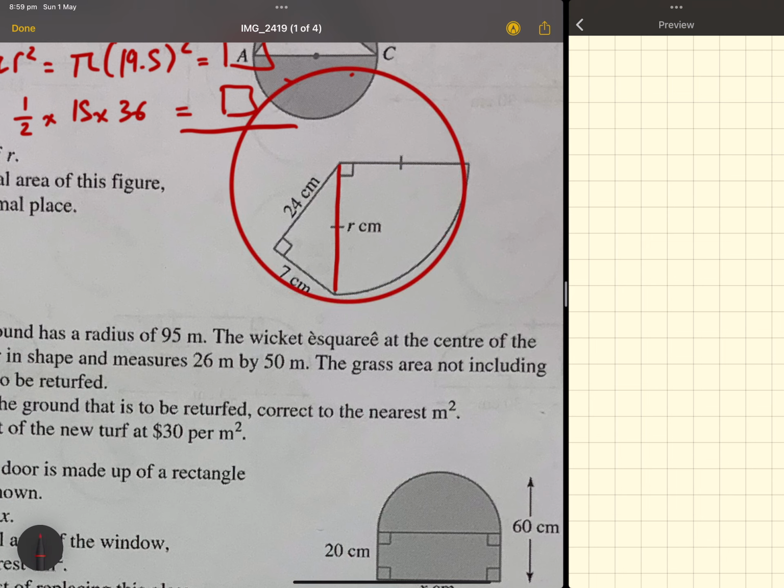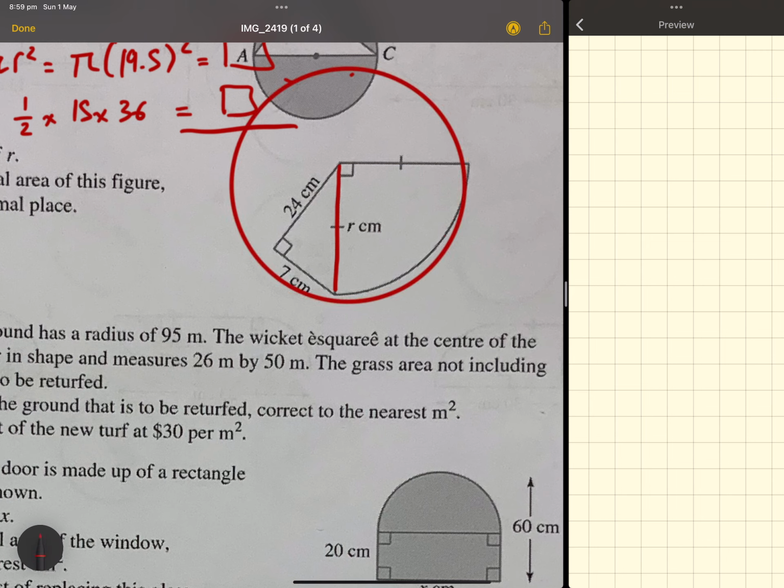Okay, question 9. Well, question 9 says the window above a door is made up of a rectangle and a semicircle as shown. There's your window there, the diagram there. Okay, find the value of x. Okay, the value of x.